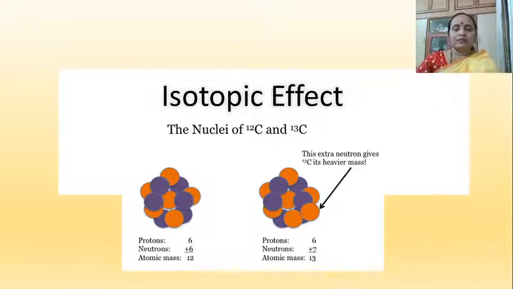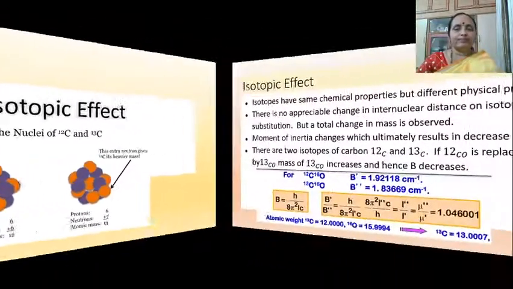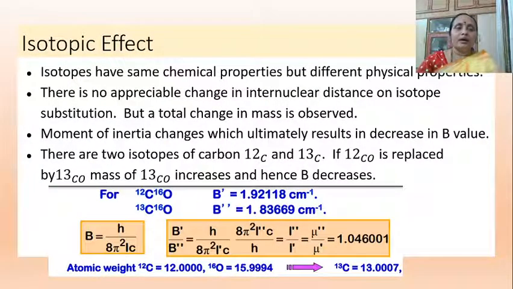So elements which have the same atomic number but different mass number are called isotopes. And due to the extra neutron, this isotope is heavy in nature. Isotopes have the same chemical properties but different physical properties. So in the isotopic effect, we know that isotopes have the same chemical properties but different physical properties.